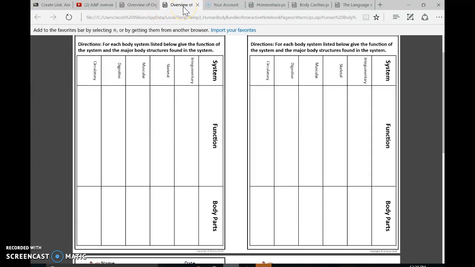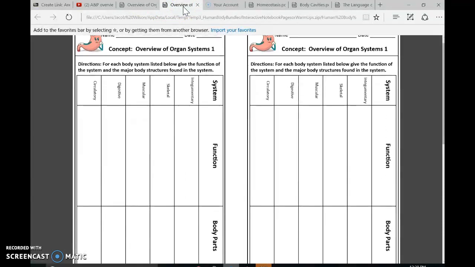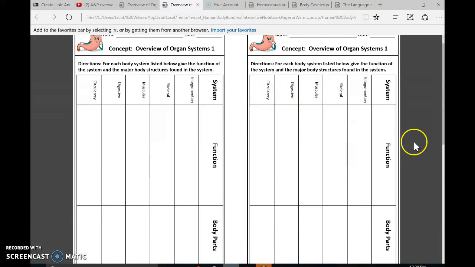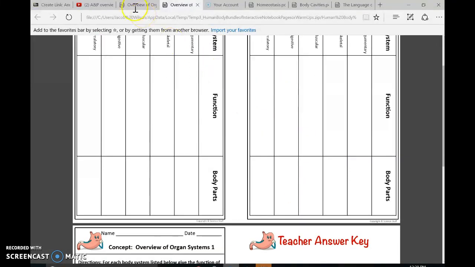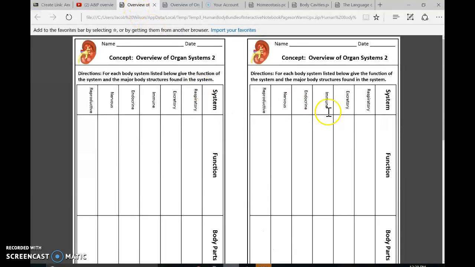Alright, so overview of the body systems 1 has each of your body systems. We have integumentary, skeletal, muscular, digestive, circulatory. You're going to list the function of each of those and then body parts associated. And we'll look at number 2.